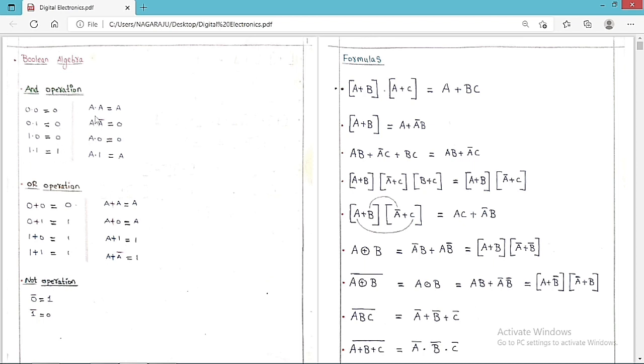Same thing, A dot A is always equal to A. A dot A bar is always equal to 0. A dot 0 is equal to 0. And A dot 1 is equal to A. So this is something that we always have to keep in mind regarding the AND operation.